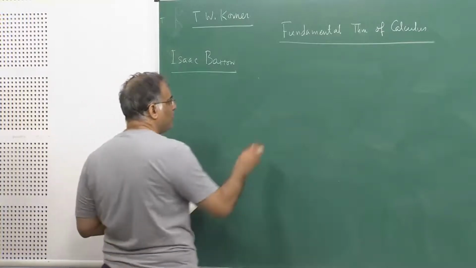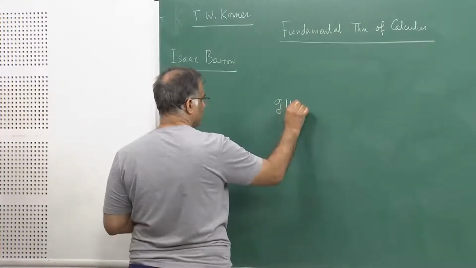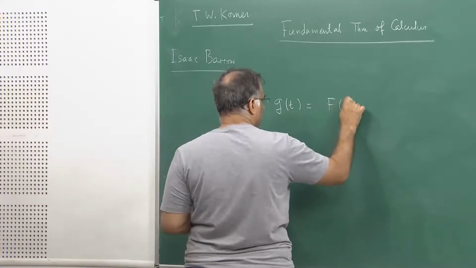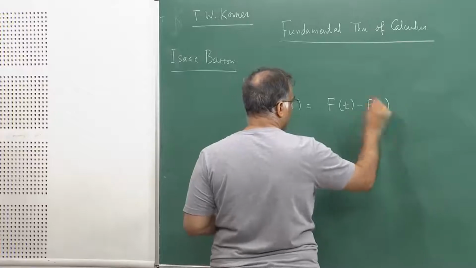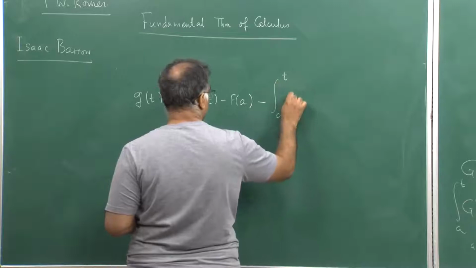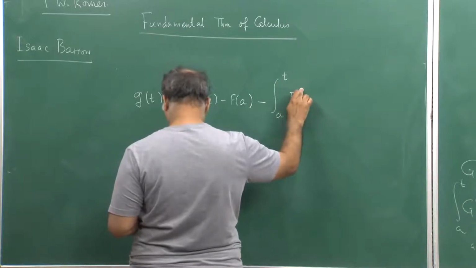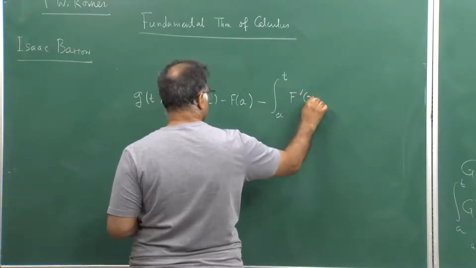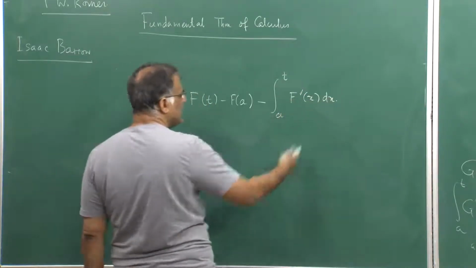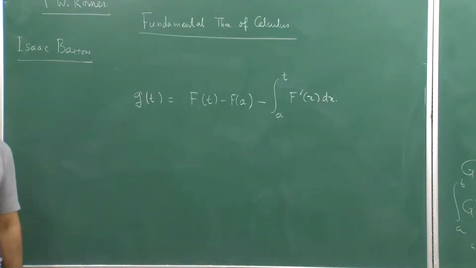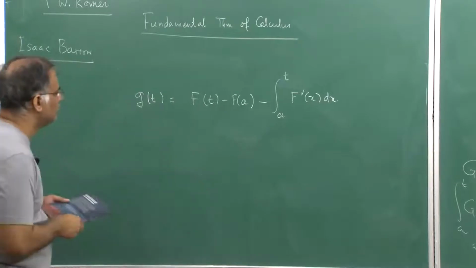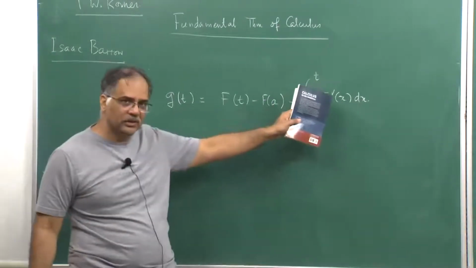So let me construct a function, small g of t, which is f of t minus f of a minus the integral from a to t of f dash x dx. So it could be that if I can integrate this function, then it will give me for every t something. It could be some capital phi of t, I do not know. Do not immediately think that this is f of t.